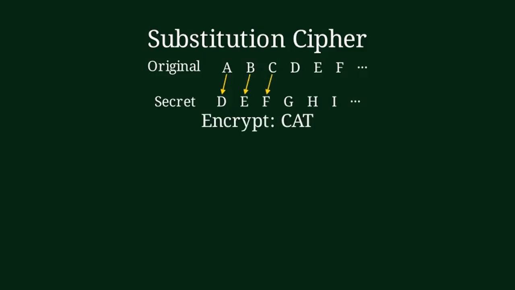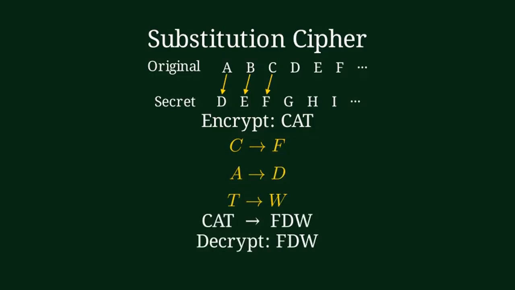Now let us encrypt the word cat using the +3 shift. We move each letter forward by 3. To decrypt, we go backward by 3. If we receive the code FDW, we move back to get CAT.